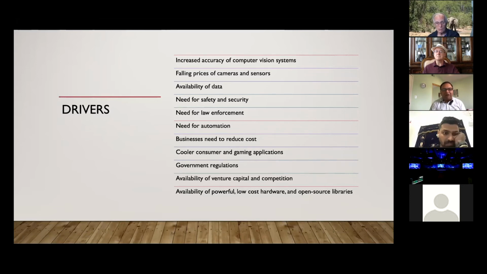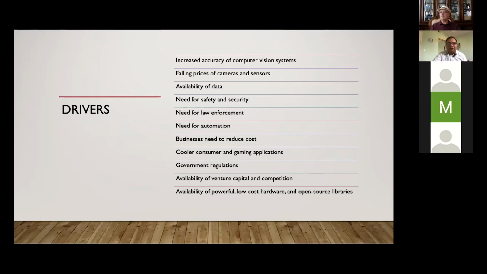The prices of hardware are going to fall. There will be a need for safety and security, as evident from COVID-19. We need to automate more. We need to reduce cost. And then there are government regulations, things like automatic emergency braking. The rear view camera is actually mandatory on cars now. So all of this is helping vision. And then there is venture capital, the money that comes in. Then there are open source libraries which make it easy to build new products. So it's a cycle, it just keeps going back and forth. And all of this is driving computer vision along with AI.